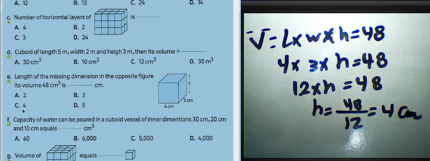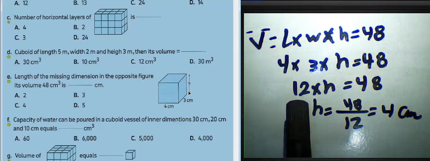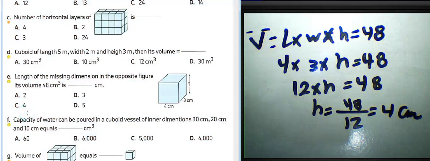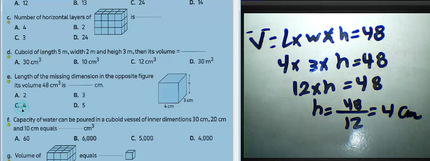Again, we know the volume of a cuboid is length times width times height. He gave us the result 48, the width was 3 and the length 4 centimeters, and he asked about the height. You can find the missing dimension in the opposite figure by dividing the volume by length multiplied by width. 3 times 4 equals 12, and 48 divided by 12 equals 4 centimeters. So the result will be 4 centimeters. Choose letter C for this question, letter E.